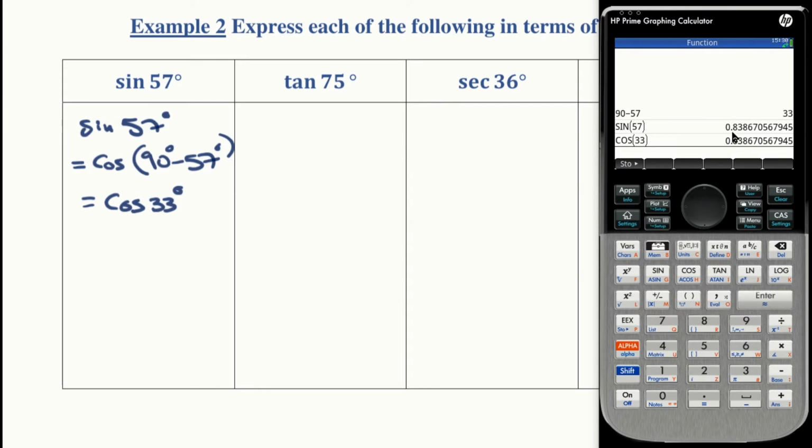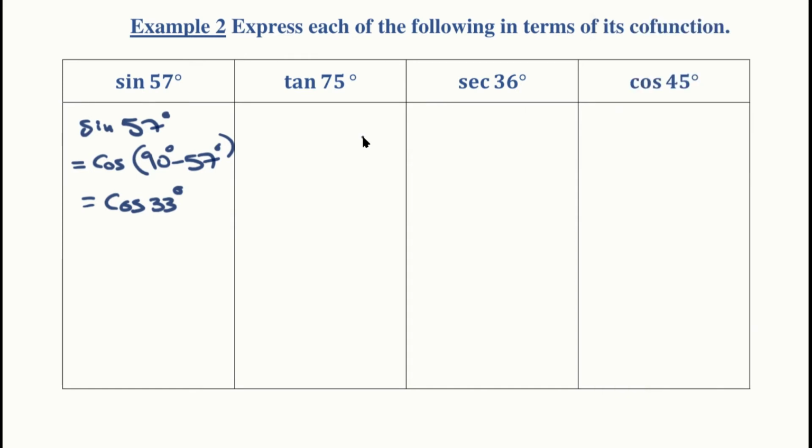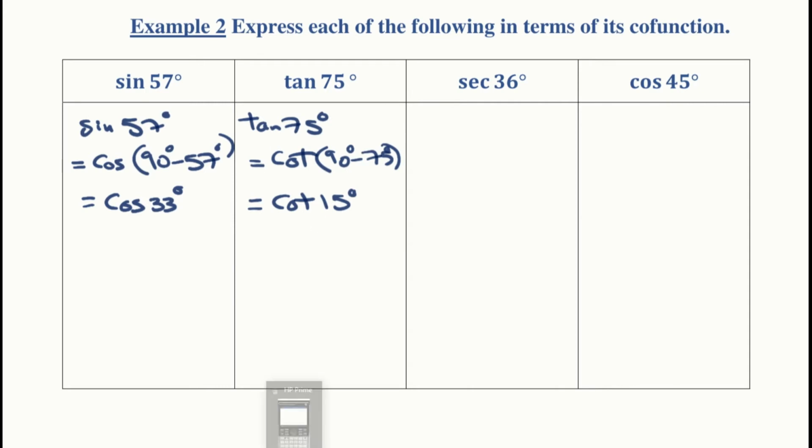All right, now go ahead and see if you can do the rest of the problems yourself before you come back to the video. All right, so the tangent of 75 degrees we know is equal to the cotangent of the complement of 75, which is 90 degrees minus 75 degrees. So we get cotangent of, that should be 15 degrees.